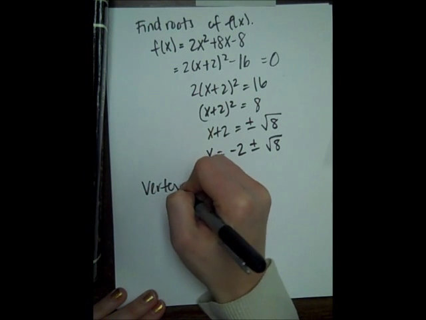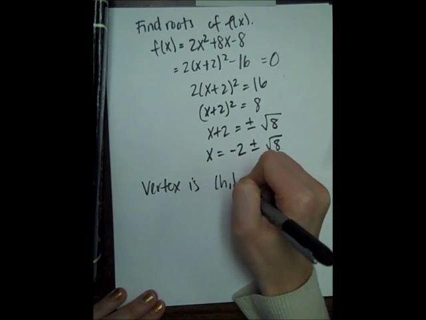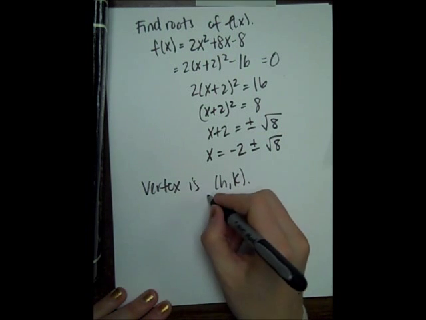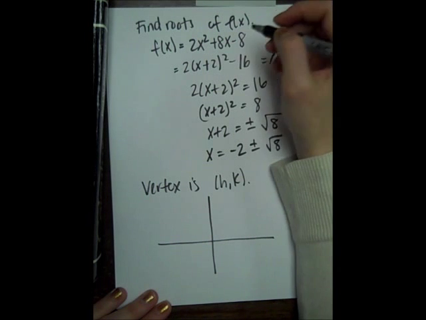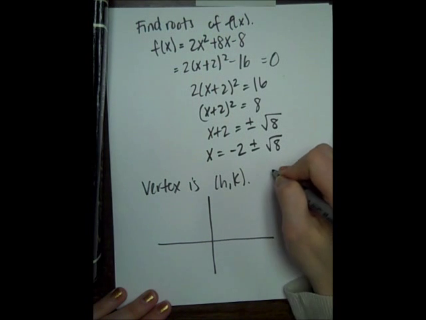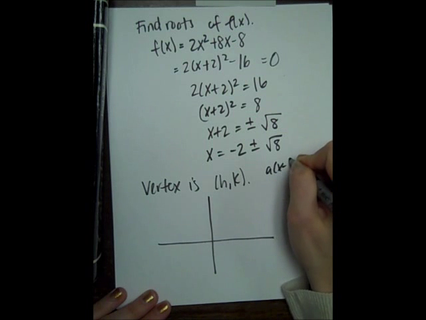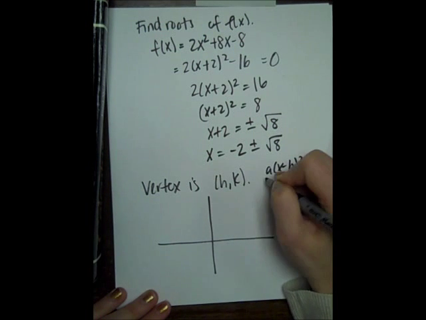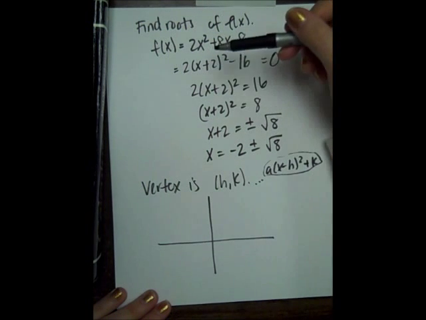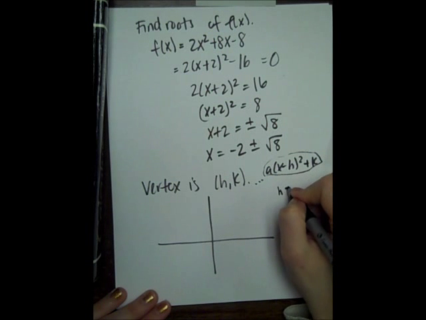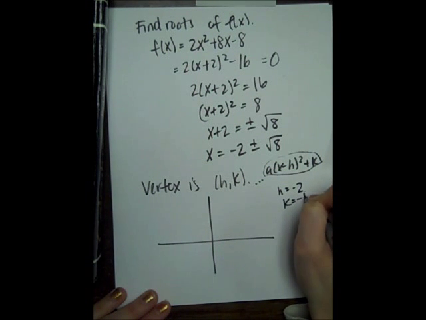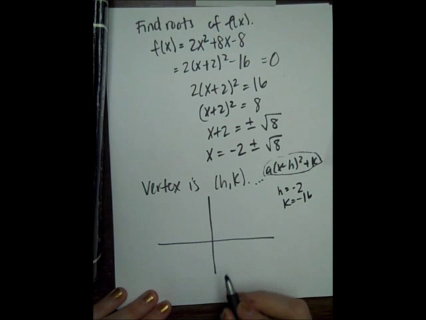So the vertex is always going to be (h, k). So in our example, our h here was -2. So if you go back, remember that it's always of the form a(x minus h) squared plus k. So this is kind of what you want to be thinking. Our problem was x plus 2, which means my h is -2. So our h is -2. Our k was -16. So that means our vertex is at (-2, -16).